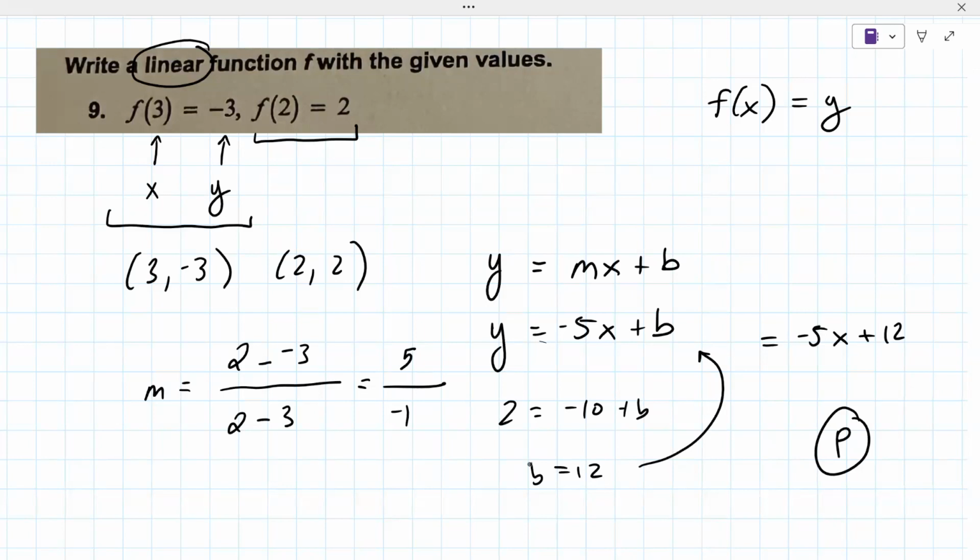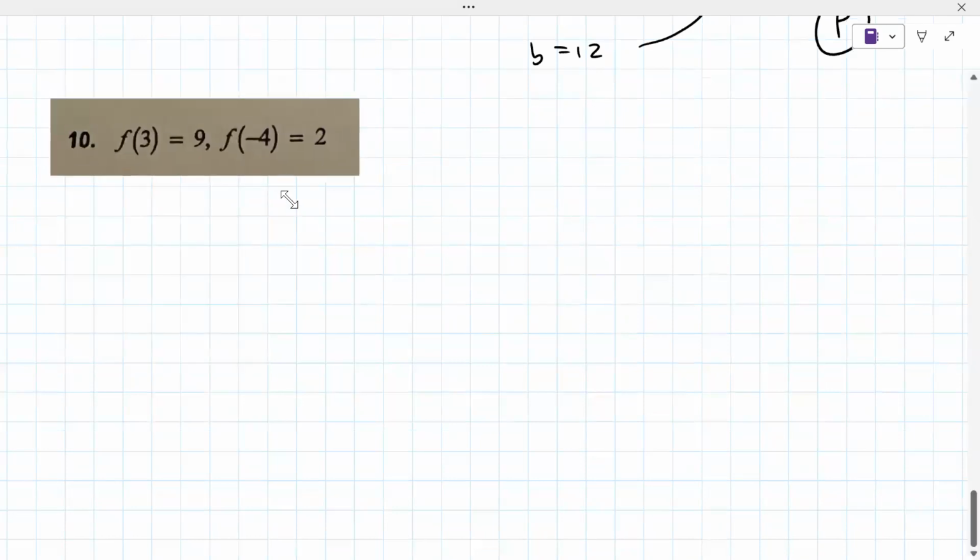So it's really no different than 5 through 8 on the page. It's really no different than the last grouping there. You make the functional notation into points, you find the slope. This time we're using slope-intercept form. So number 10, rinse and repeat here.